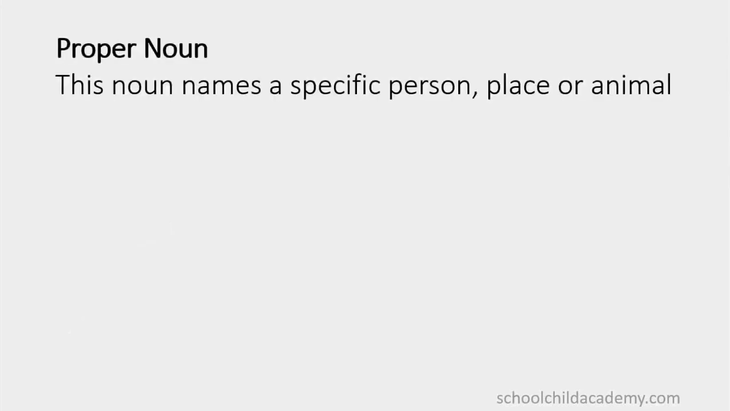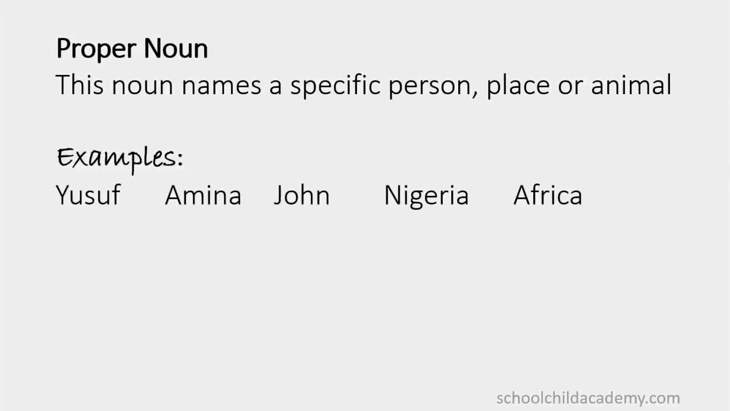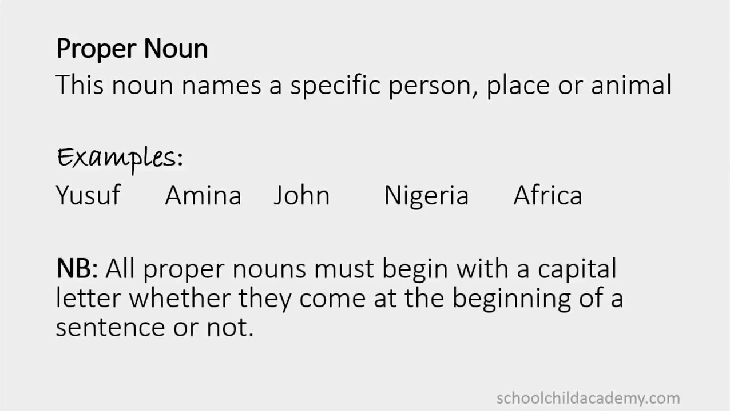Proper noun. This noun names a specific person, place, or animal. Examples: Yusuf, Amina, John, Nigeria, Africa, etc. Note that all proper nouns must begin with a capital letter, whether they come at the beginning of a sentence or not.